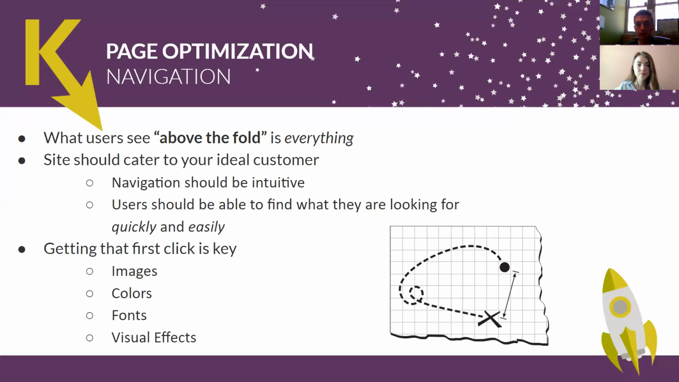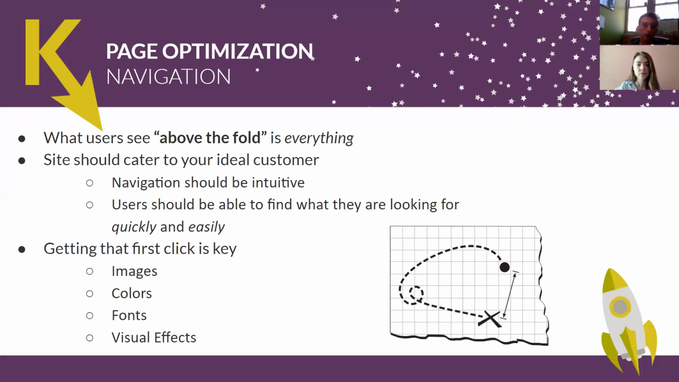So let's get into a bit about that user experience, as Erin mentioned before. When a visitor arrives on your site, they need to know where to go next. You really want to get that first click. What we say is that what users see above the fold is everything. They need to know where they should go next, and your navigation is what's going to lead them there. So it needs to be intuitive, and they need to be able to find what they're looking for quickly and easily. If users aren't finding what they want right away, or aren't able to take the next steps instantly, they're just going to leave your site and go to the next option. It's as simple as that. Your navigation needs to be easy to use, and getting that first click is key.